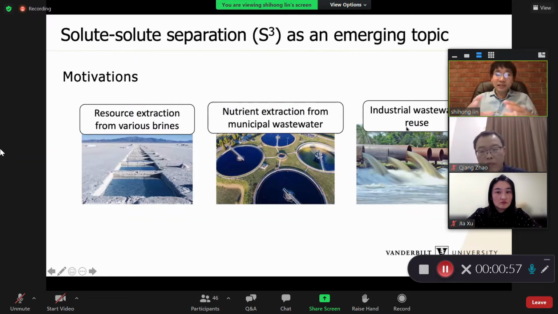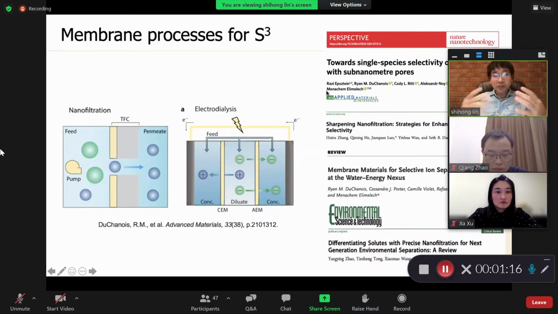There are also topics such as carbon capture, where you use a really strong base to absorb carbon dioxide, and then you want to separate the hydroxide ion and the carbonate. So there are many applications for solute-solute separation. Although there are many processes that can be used, for example precipitation, ion exchange or absorption, membrane processes remain the most promising and actually the most widely studied for ion-ion separation.